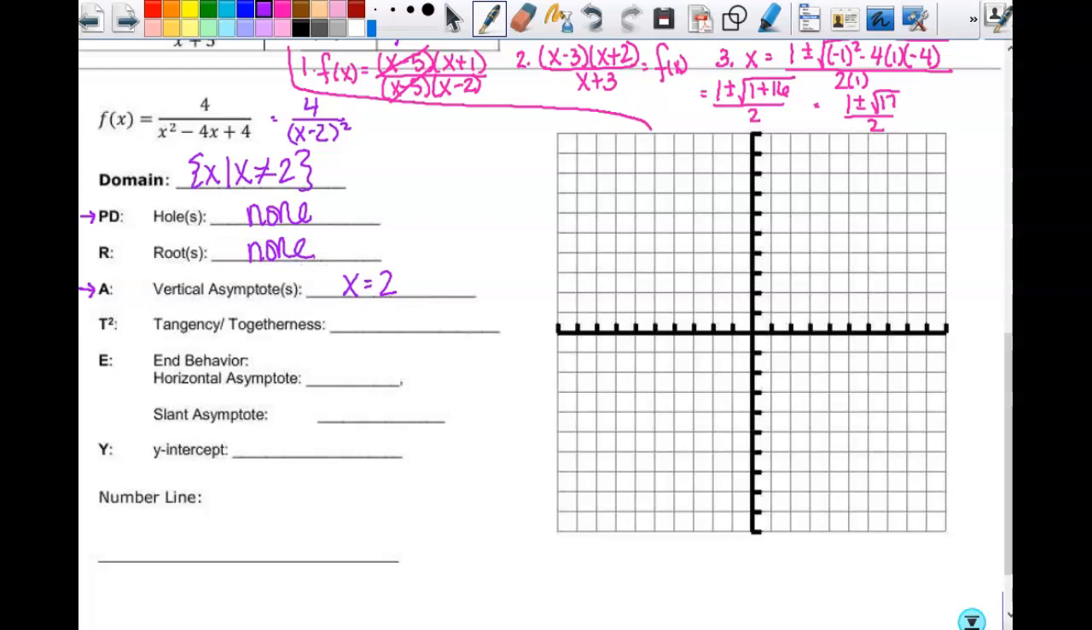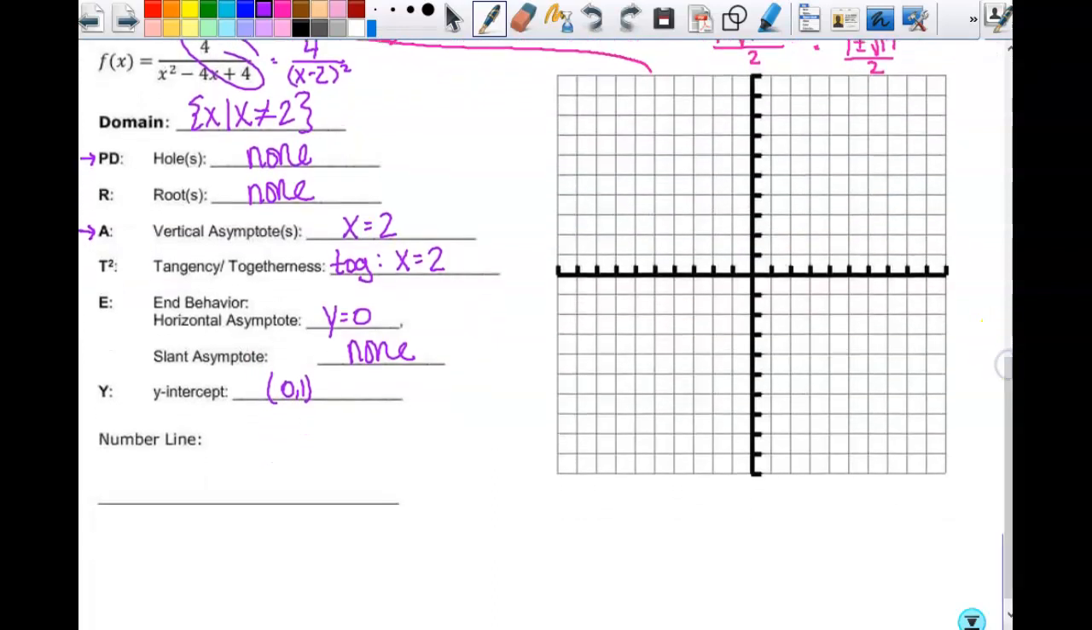Tangents to your togetherness? Yep. I got to factor with the squared in the denominator, so this gives me togetherness at x equals 2. In behavior, do I have a horizontal asymptote? It is bottom heavy, so that's y equals 0, and this is none. Y-intercept, when I substitute 0 in, or if I can just look at that right there, I'm going to get 0, 1.